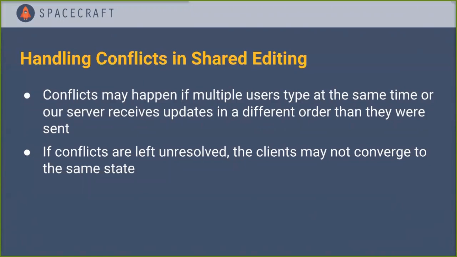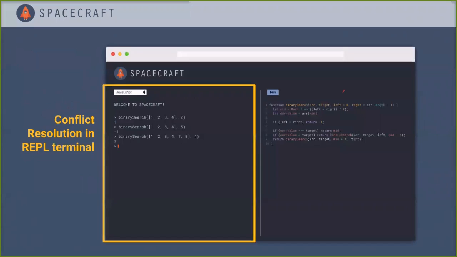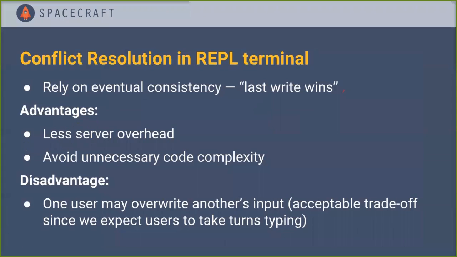As I said, conflicts can happen if multiple users type at the same time, or if the server receives updates in a different order than they were sent. If conflicts are left unresolved, then all of the clients who are trying to collaborate together are not going to converge to the same state. They're not going to have the same output or the same input. And like I said, that's just not what we want for our user experience. So we're going to start with talking about handling conflicts with the REPL terminal, and then we'll get to the editor portion in just a second.